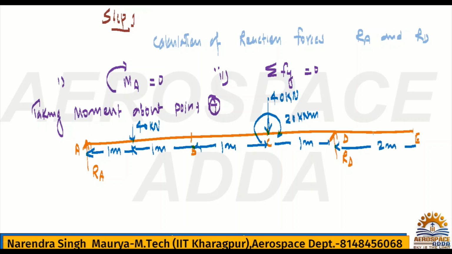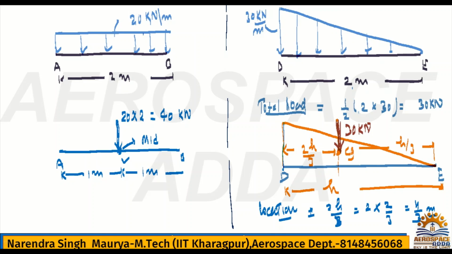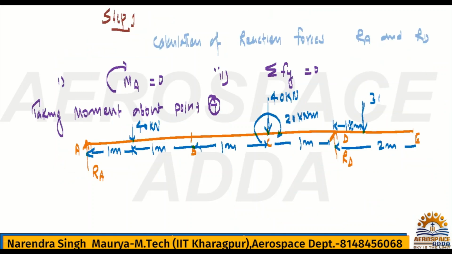But to check, 4 by 3 is nothing but 1.33. 1.33 will be acting somewhere there, and what is the total load?